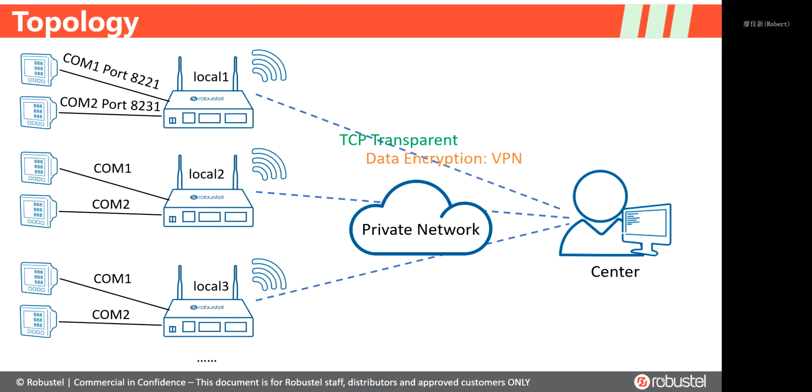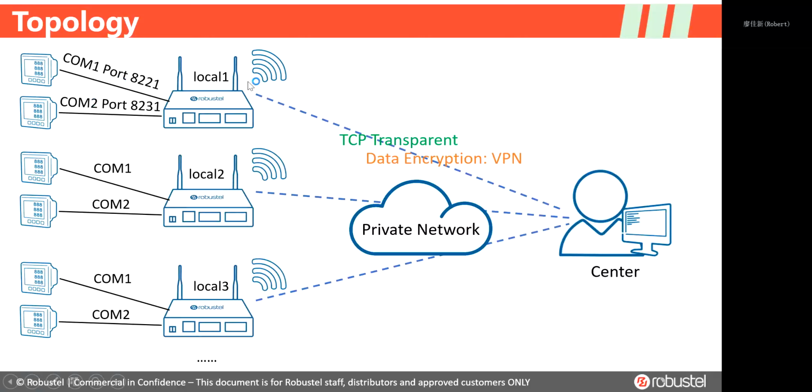First of all, let's have a brief view of the topology. The application scenario is meter reading. There are many R1500 installed in the field. Suppose they are installed at local 1, local 2, local 3, or more. They have two RS232 ports of the R1500 connected to meters separately with serial ports COM1 and COM2.